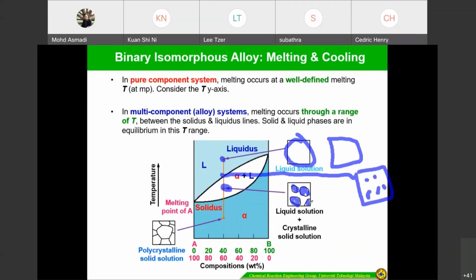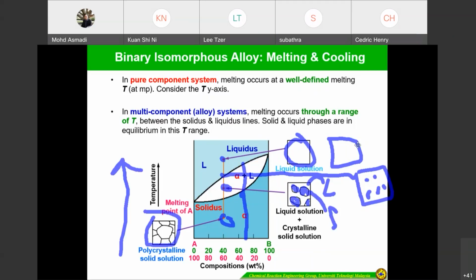Liquid solution and crystalline. This one is liquid, this one is the solid, so you have to differentiate. And after that, this becomes 100% solid, so you have to draw like this. Similarly, if you want to melt, you go from the solid to the liquid. You have to know how to draw this microstructure.